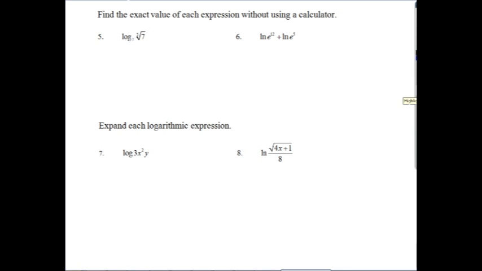Now we're going to move on to example number 5 and 6. And we're going to find the exact value of these expressions without using a calculator. It's not too difficult. What we're going to do is write this 5th root of 7. That looks kind of different than what we've been looking at. Hopefully you remember from Algebra 2, but I'm going to do a quick little review here.